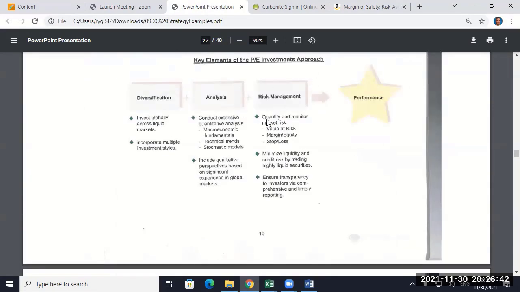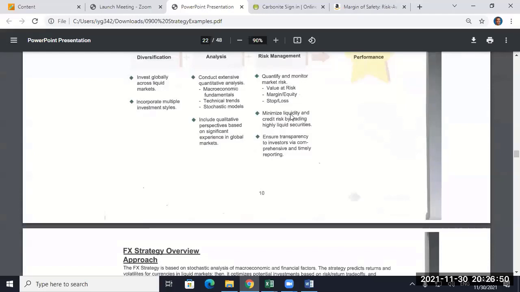Let's read the risk management. Quantify and monitor market risk, value at risk, margin equity, stop loss. I don't know what any of that means. Minimize liquidity and credit risk by trading highly liquid securities. That certainly changes the nature of their business.